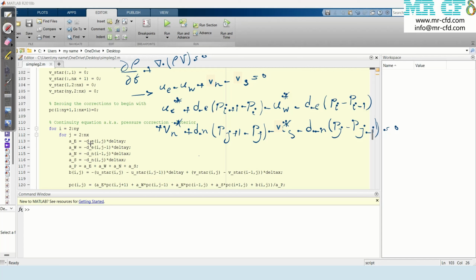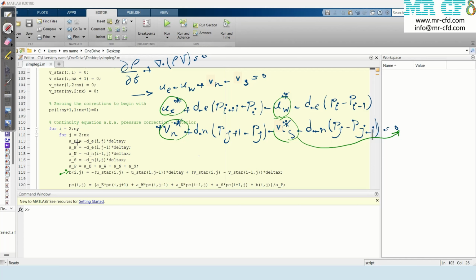Coefficients for pressure correction at the east, west, north, and south cells are calculated. From this, the pressure correction at cell i,j can be calculated, namely P prime, as defined in the SIMPLE algorithm. In this context, B i,j is the summation of u star and v star at the east, west, north, and south faces, which are all known in this section.